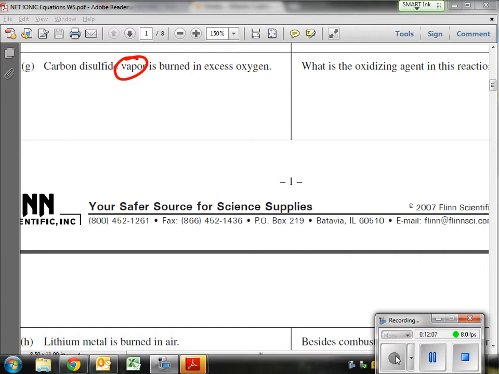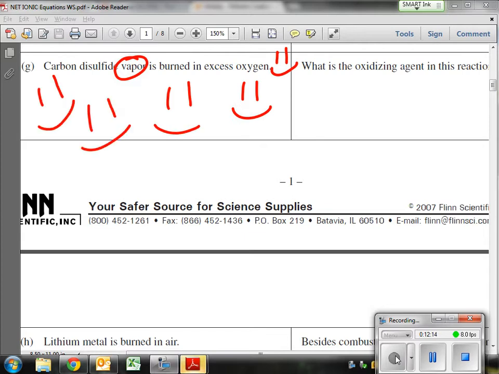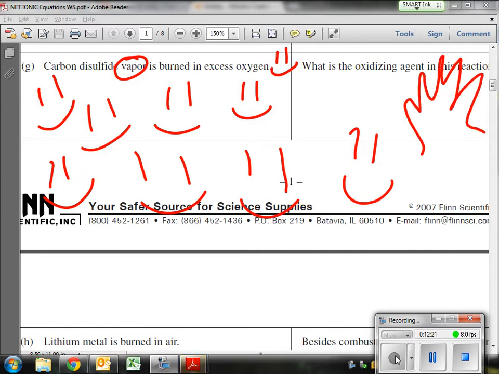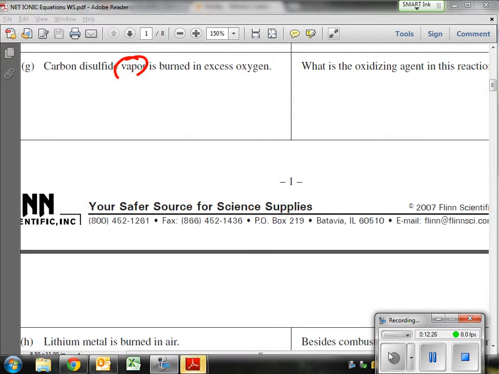Holy mackerel. I see burned in air. Oh, I see burned in air. Yes! Fire! That means good things. Burned in air. Great. Awesome. I have a combustion reaction. So that automatically means one of my reactants is going to be oxygen.